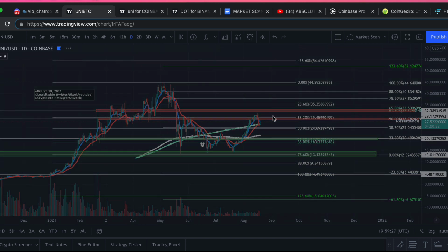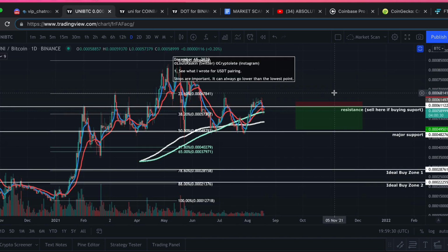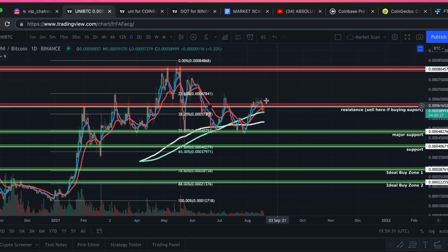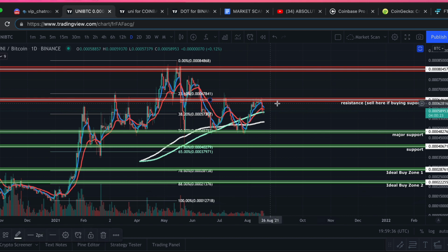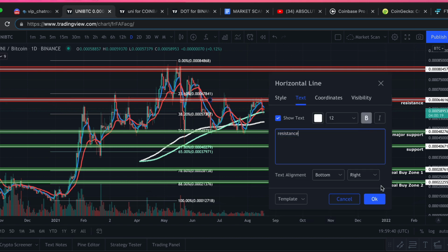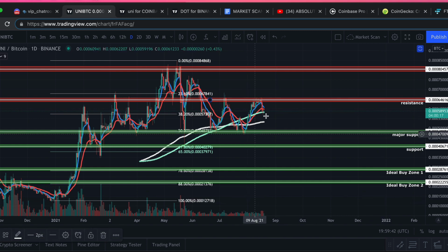Also, if you look at the Bitcoin chart against Uniswap, you could see the same thing. I mean, even I guess you could say this is the resistance level. Resistance, and this is support, resistance. Very clear bouncing in between this ping pong zone. So you want to buy anywhere near this major support zone. You want to sell anywhere near this major resistance zone.